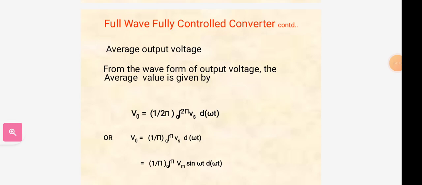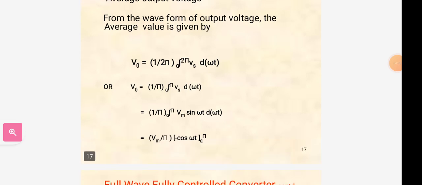Here we have the equations of the full wave fully controlled converter. The average output voltage, from the waveform of output voltage, is given by V0 equal to 1 by 2 pi integral from alpha to 2 pi of Vs d omega t. This derivation is not required in our syllabus, we only need the final equation.